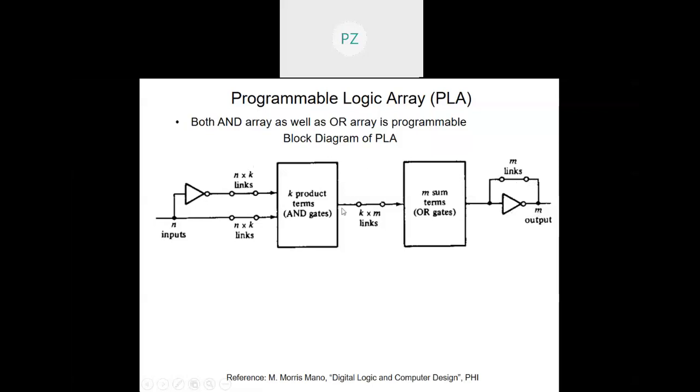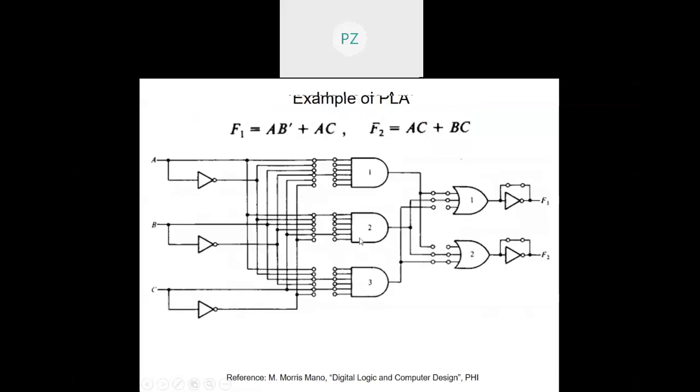So this is the block diagram. Both the AND array as well as the OR array are programmable. This is the block diagram of a PLA. Now let us take an example. Suppose I want to realize these two functions using PLA.